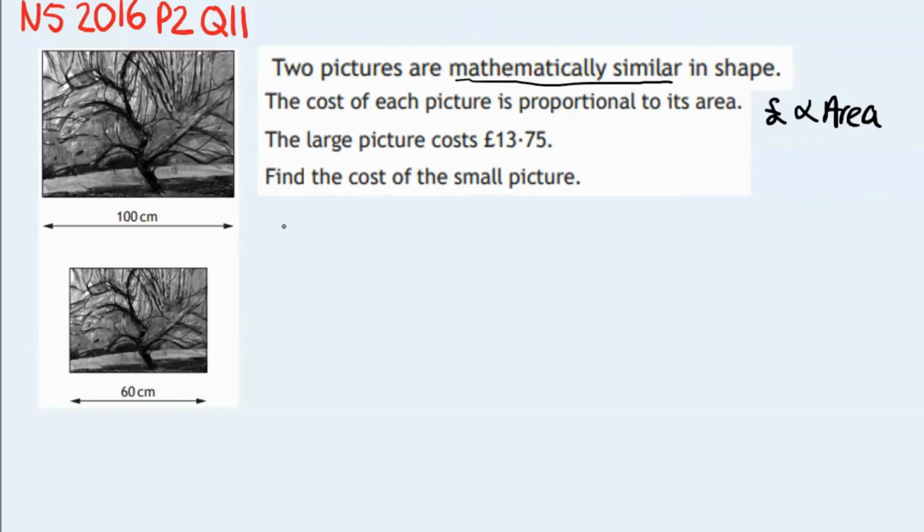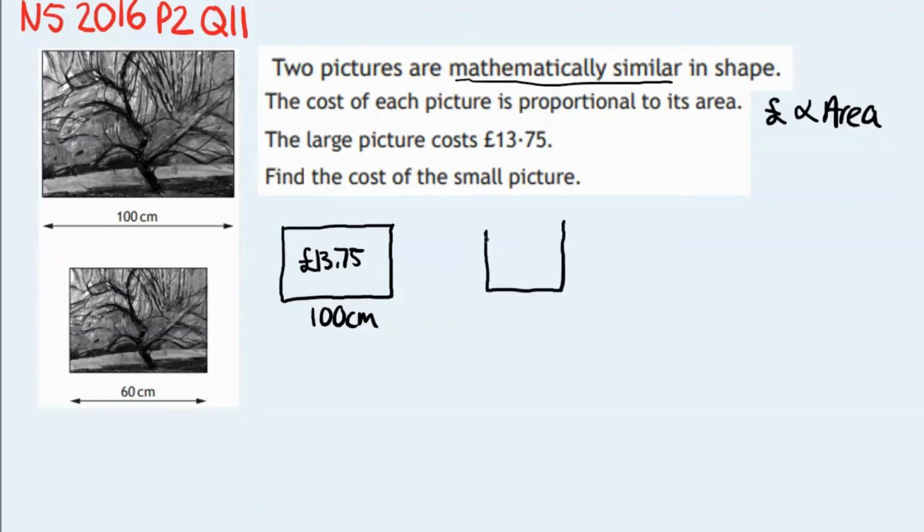So the first step that I recommend you always do is just draw out what you have, okay? So first of all, we have the large picture. What do we know? We know it's 100 centimetres on this side. And we also know the cost. It's £13.75, alright? Now, what do we know about the smaller picture? So the smaller picture, all we know is that it's 60 centimetres on that side, okay? We don't know the cost of it, right? That's what we're trying to find out, the cost. So the first step on how to figure this out is you need to figure out the scale factor. That's always typically what you need to find out first, okay?